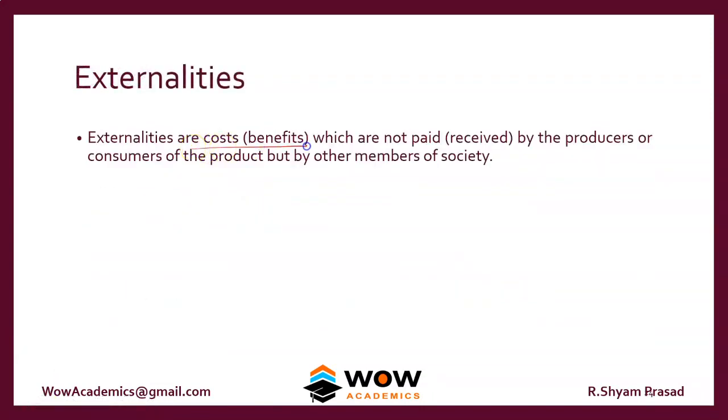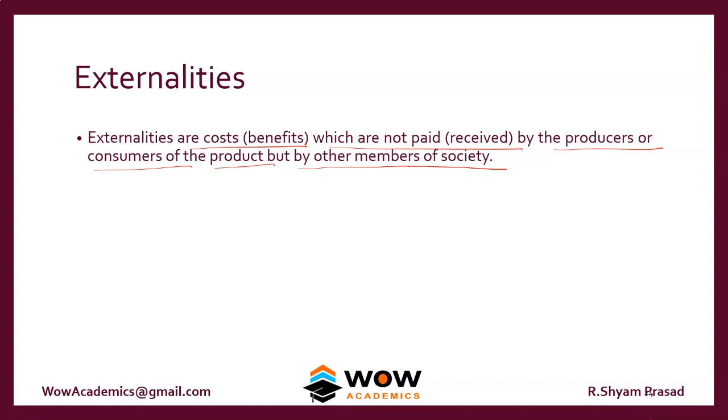So externalities are costs or benefits which are not paid or received by the producer or the consumers of the product but by other members of the society. So for example, you smoke but other people get cancer. You consume alcohol but your family gets affected in terms of mental health. Okay, so what happens is the company produces the item but it creates unintended problems, and that is called externalities. But sometimes it can also be positive.